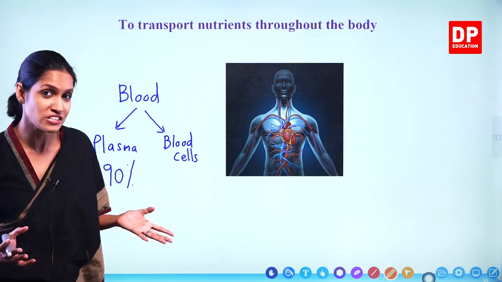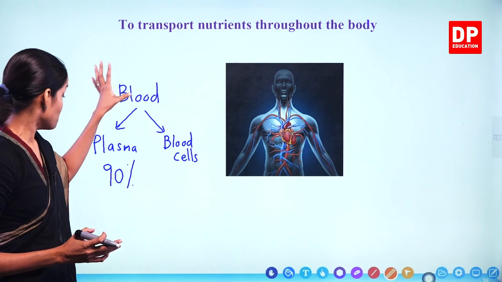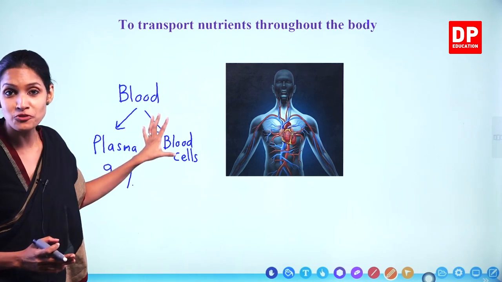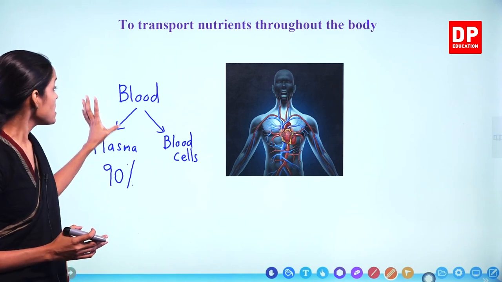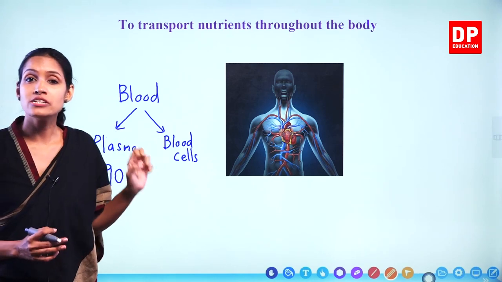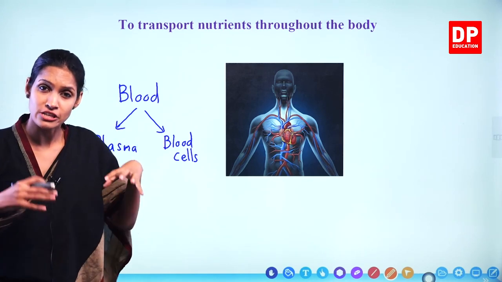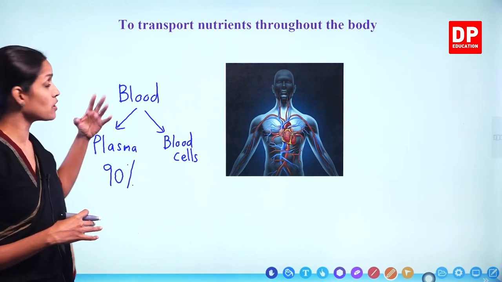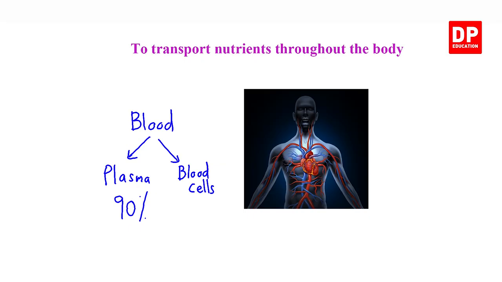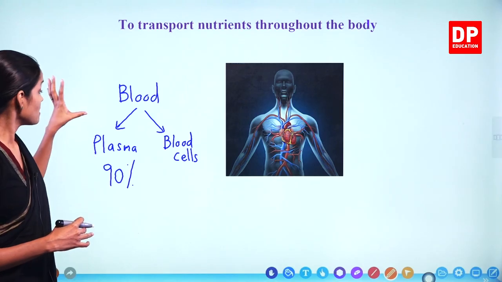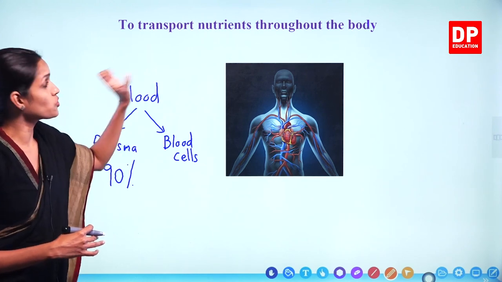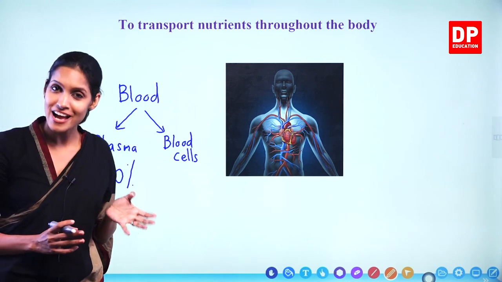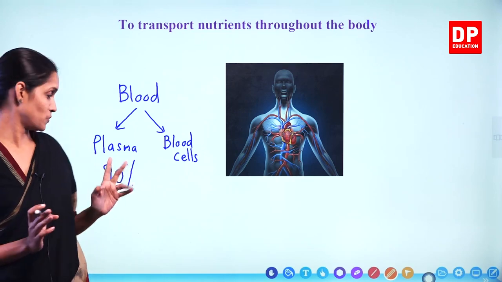Isn't it interesting, children? So it means the main part of blood is made out of water. Understand? Therefore, if the amount of water present in your body reduces, it will affect the amount of blood as well, because water is the main constituent present in blood. So water is very important to transport nutrients throughout the body. Understand, children? I hope so.